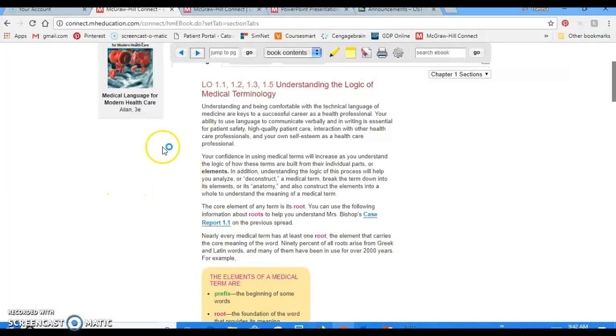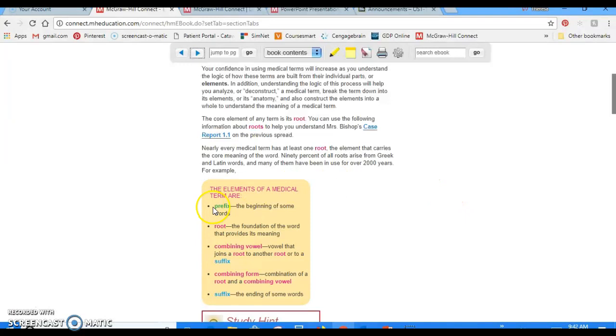We're going to talk a few minutes about Chapter 1 and understanding how medical terminology is set up and how it works. First thing you need to know is there are several elements to medical terminology, and it is like learning a foreign language. You have prefixes, the root, combining vowel, combining forms, and suffix.